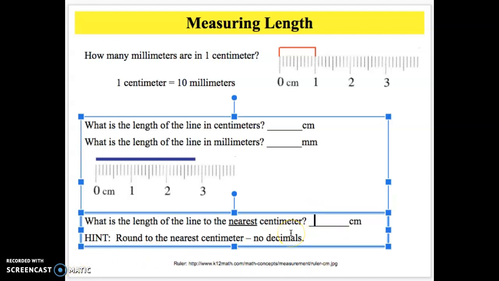I'm sorry, no, I apologize. It is 3 centimeters, not 2. We are rounding up to 3. So there's the hint: round to the nearest centimeter, no decimals. So your nearest centimeter is 3 centimeters.